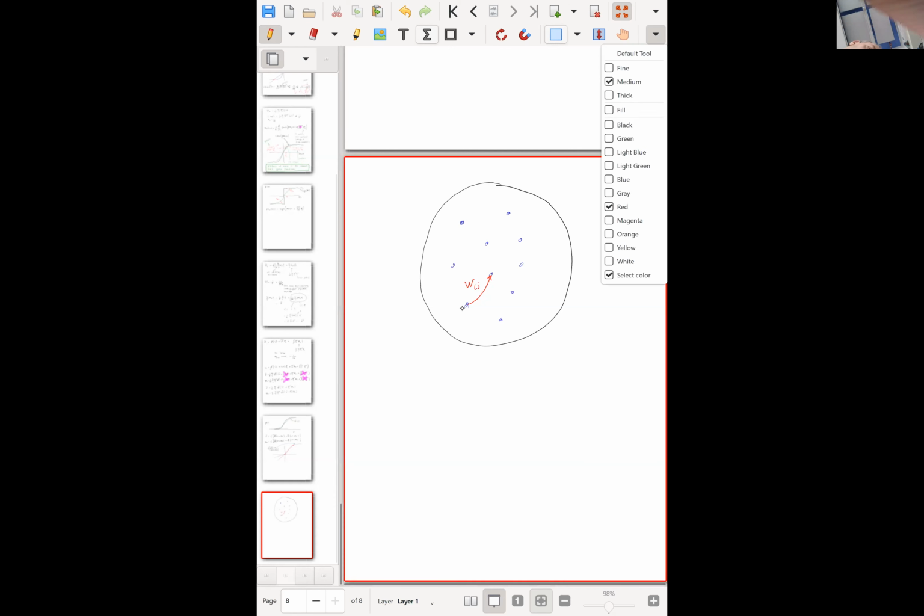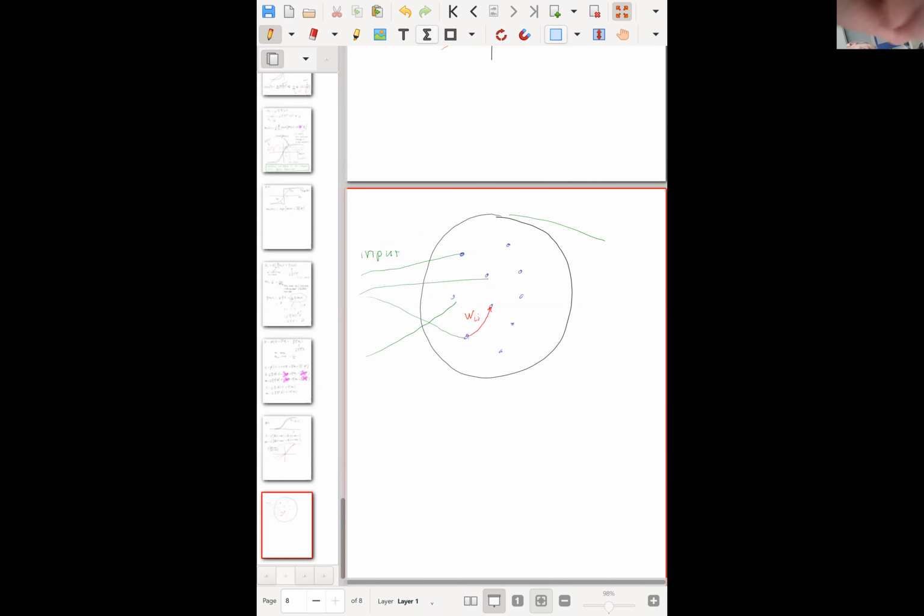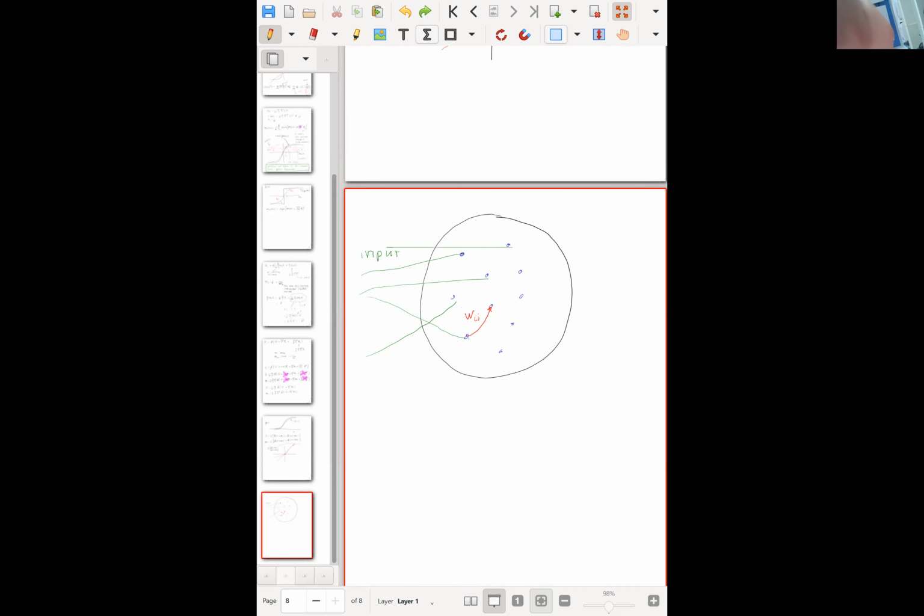In principle, they receive input from other neurons. So there's input, and there's some kind of output. We didn't really consider any input and output, but we could have if you wanted to.